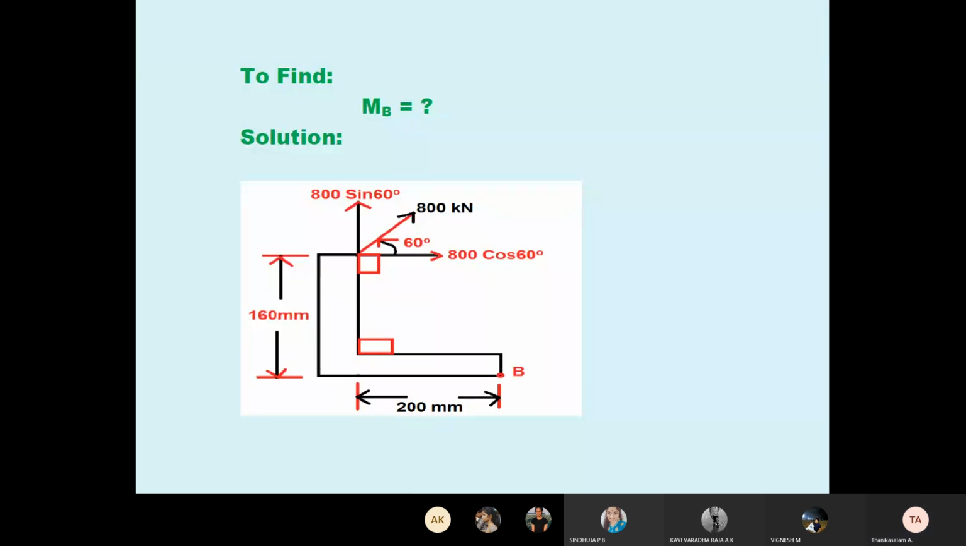Force into perpendicular distance. Yes, sir. See the 800 sin 60. What is the distance with respect to point B? How much is it? 160, sir. 160? Look at the mark. Sir, 200, sir. After 200, you are telling 160. That's why I am telling clearly: force into perpendicular distance. Point B is there. 800 sin 60 is vertically upward. What is the distance? 200, no. You are telling 160 again.